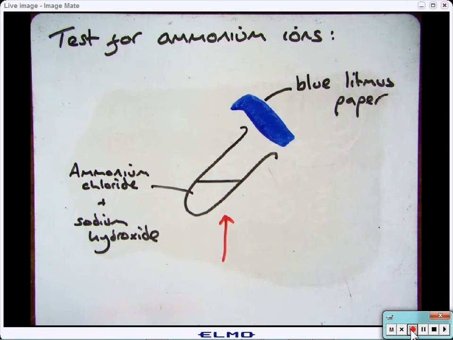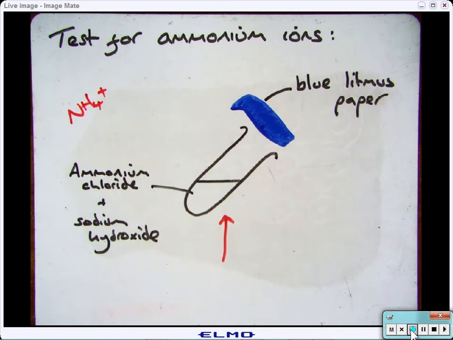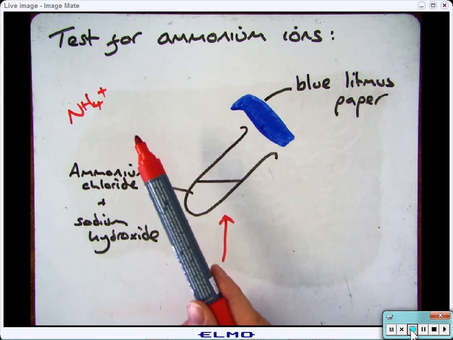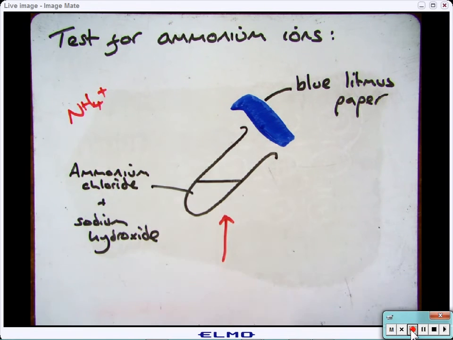The final test is for ammonium ions. Ammonium are NH4 ions. Now, although this is technically a cation, it's positive, so it's still classed as a non-metal anion.